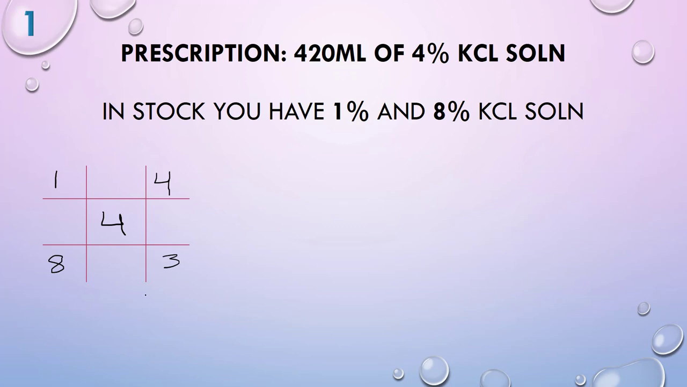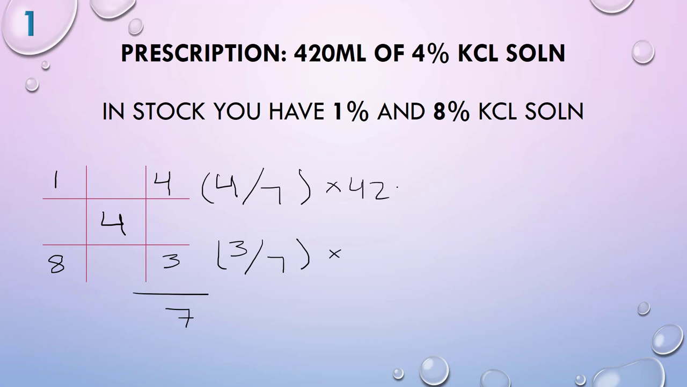The question on a problem like this would likely ask you how many milliliters of the 1% would be needed, or how many milliliters of the 8% would be needed. So the next step is to add our differences. We have 4 and 3. I'm going to add those together to get 7. So we know 4 parts of our 1% divide the total number of parts, 7, and 3 parts of our 8% divide the total number of parts, 7. Multiply those by our total quantity, and that's going to give us how many milliliters of each will be necessary.